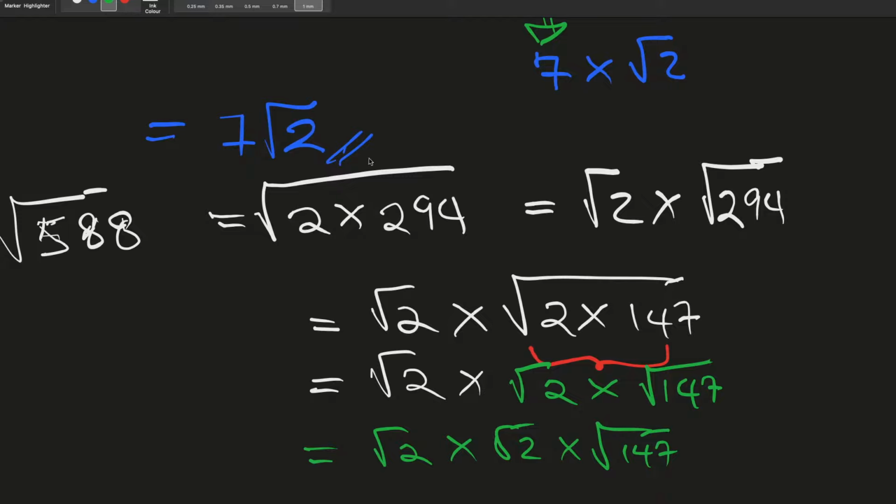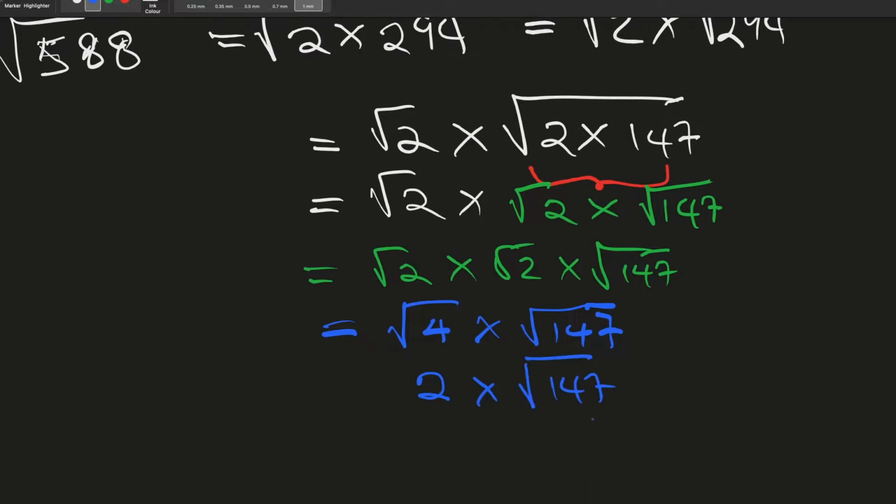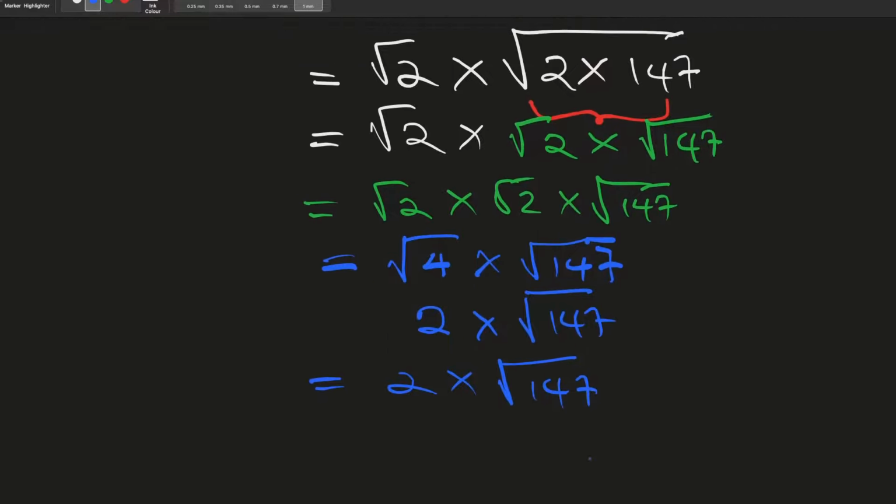But bear in mind that when you multiply root 2 by root 2, we will get root 4. Look at it. This will be square root of 4 times root 147. Okay, we know that square root of 4 is what? 2, multiplying root 147. So our final answer will be 2 root 147. Well, we're about to wrap up.